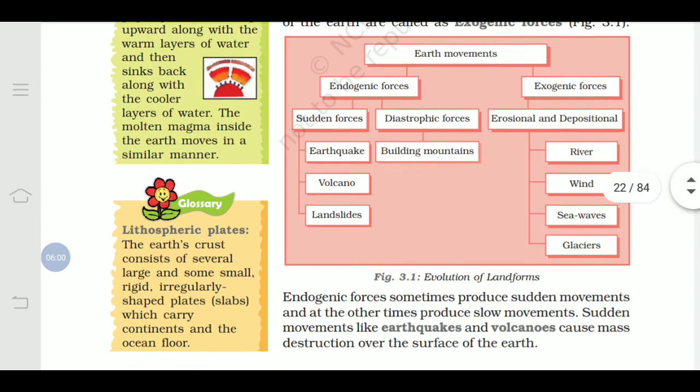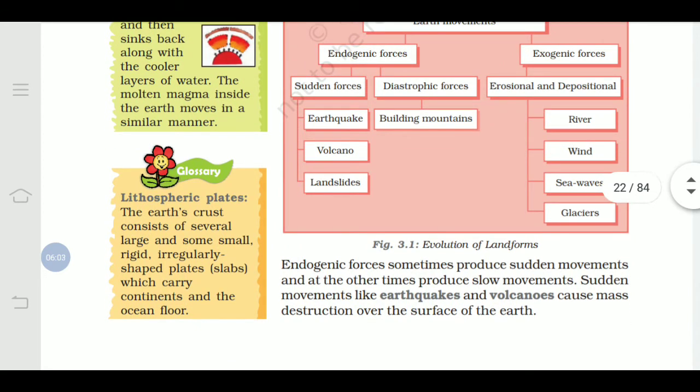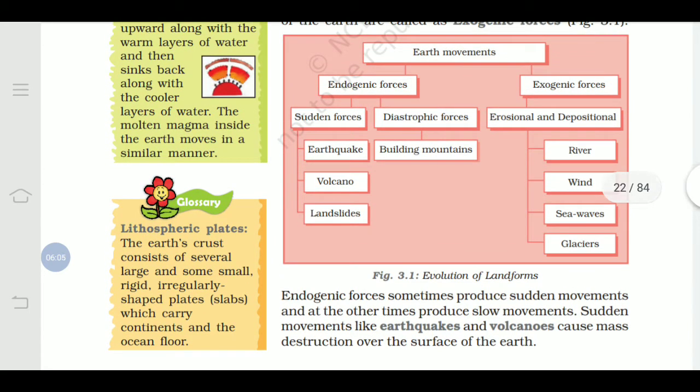So this is the evolution of landform. This flow chart you can call it as. See the left hand side, lithospheric plates. As we read, there are 7 lithospheric plates. The Earth's crust consists of several large and some small, rigid, irregularly shaped plates, that are also called slabs, which carry continents and the ocean floors. Sial and Sima you have already learned in the previous chapter, the continental crust as well as oceanic crust.